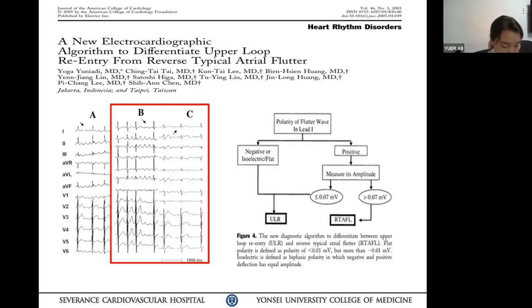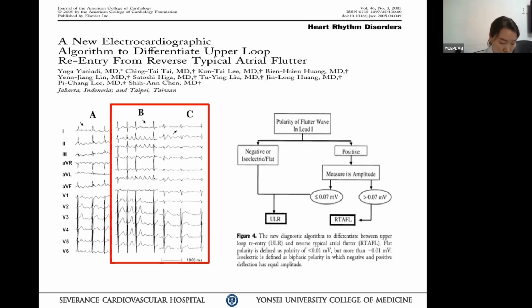differential difficult. So in this situation, lead 1 is particularly helpful because its flutter wave polarity mainly reflects the left atrial activation. In reverse typical atrial flutter, the left atrial activation is directed toward lead 1, resulting in a positive flutter wave. In contrast, during upper loop reentry, the opposite right and left atrial activation vectors partially cancel each other, producing a negative, isoelectric, or even flat flutter wave.